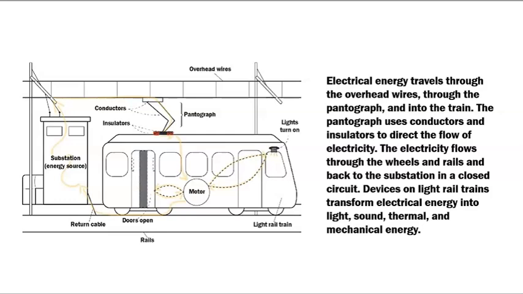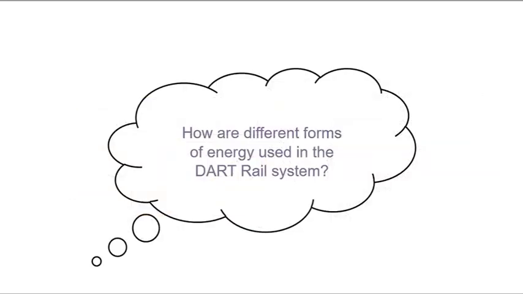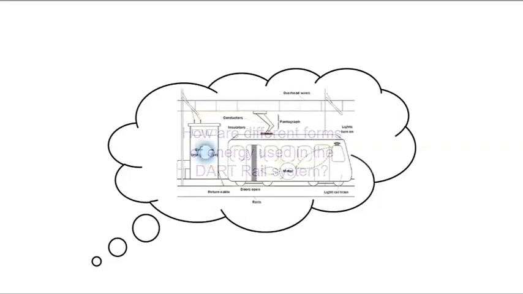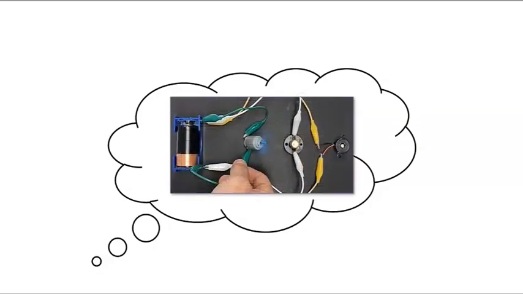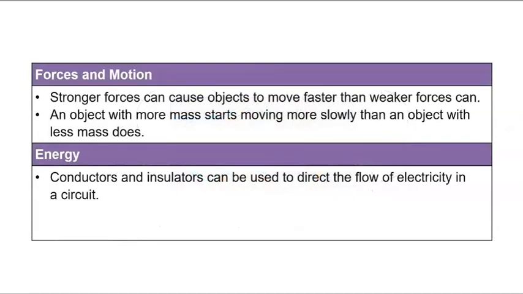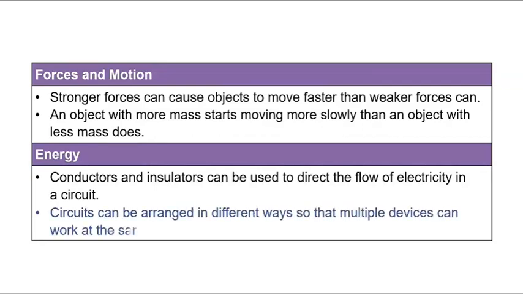Fascinating. So, how are different forms of energy used in the dark rail system? Now we know that electricity flows through closed circuits in the train to power different types of devices. Through our investigation, we learned that circuits can be arranged to power different devices at the same time. Now let's use what we've learned to update our class chart. What should we add to our chart? We can write circuits can be arranged in different ways so that multiple devices can work at the same time.